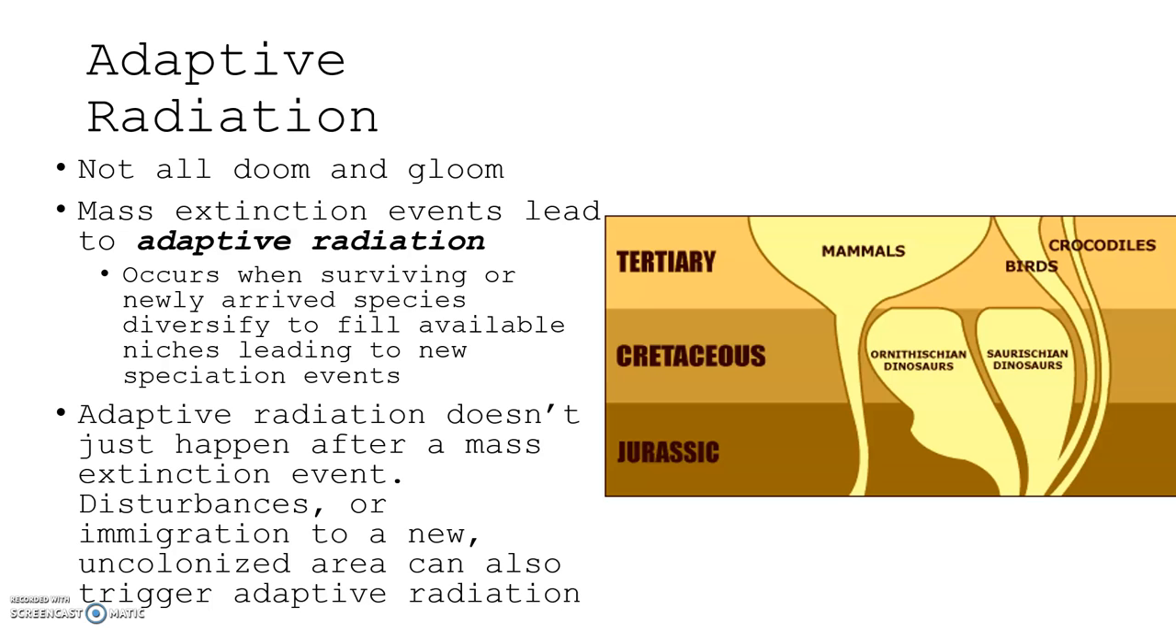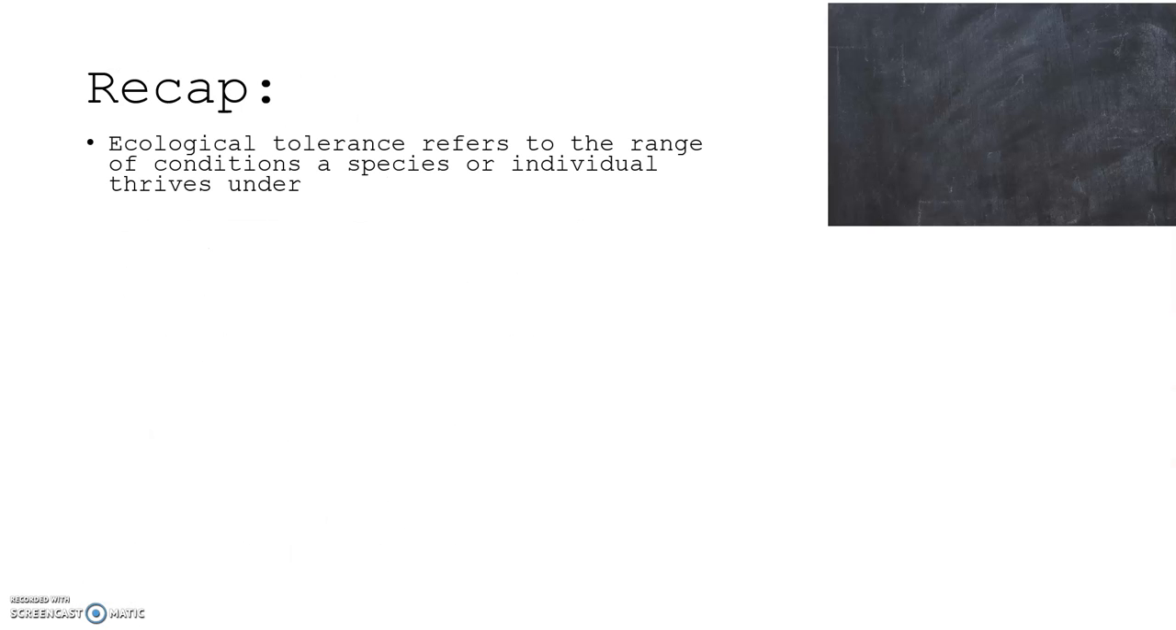Adaptive radiation doesn't just happen after a mass extinction event. Disturbances or immigration to an uncolonized area can also trigger adaptive radiation. So to recap, ecological tolerance refers to the range of conditions a species or individual thrives under. It's the Goldilocks: not too hot, not too cold, just right.